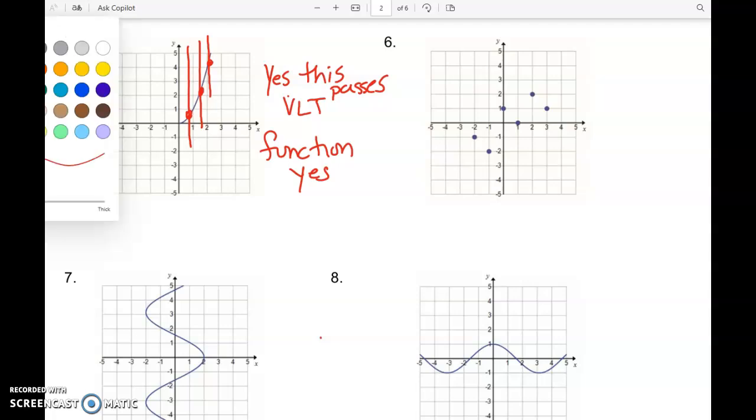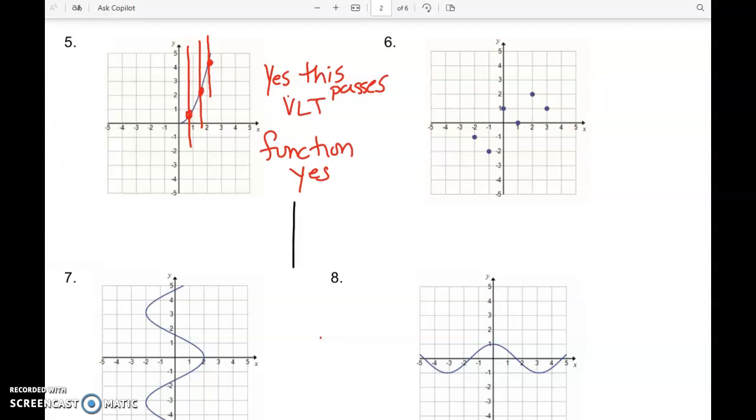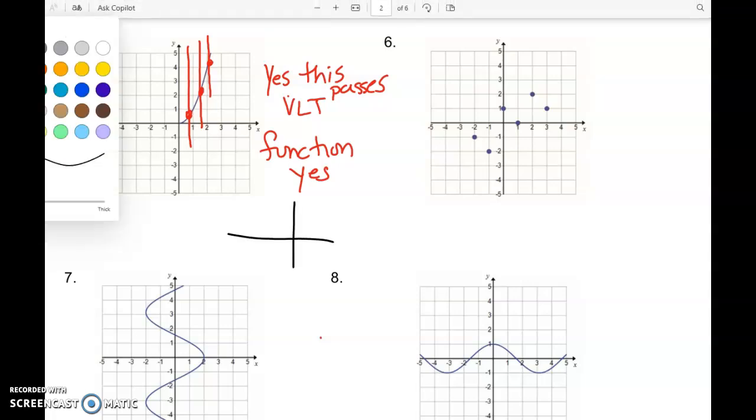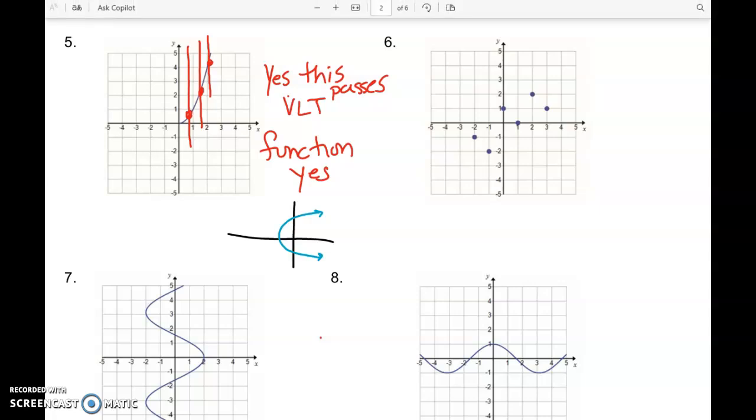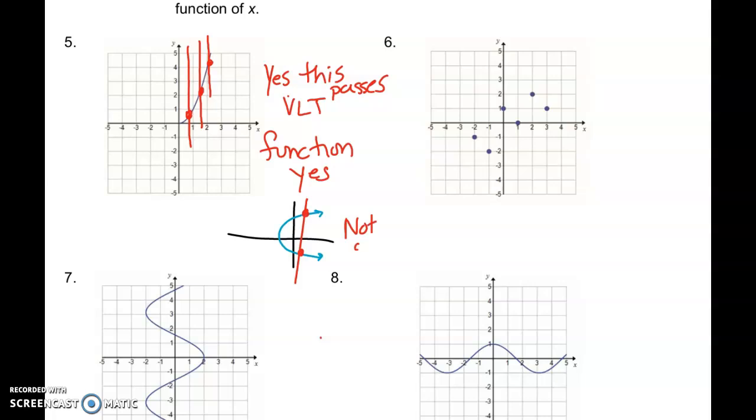Now, if the graph looked like this, when I draw vertical lines through it, notice how it crosses in two spots. This is not a function because it fails the vertical line test.